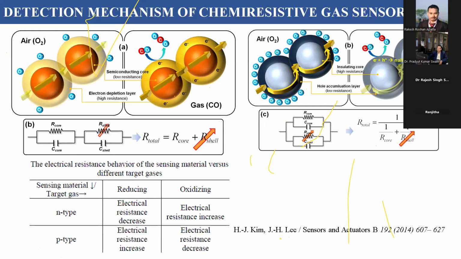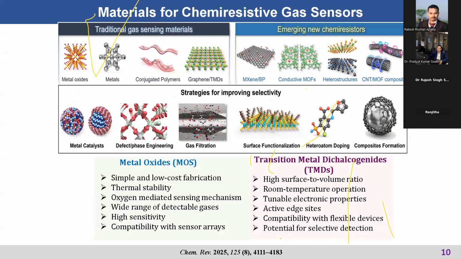So with this type of background in the material, now we move on to the different materials which we will be taking for study. In our studies, we usually take metal oxides or transition metal dichalcogenides, that is called TMDs. Okay, the metal oxides have very important properties on one side. Similarly, the transition metal dichalcogenides have other important properties. So metal oxides, if you see, have simple low-cost fabrication, thermal stability, oxygen-mediated sensing mechanism, wide range of detecting capacity, high sensitivity, and compatibility with sensor arrays.